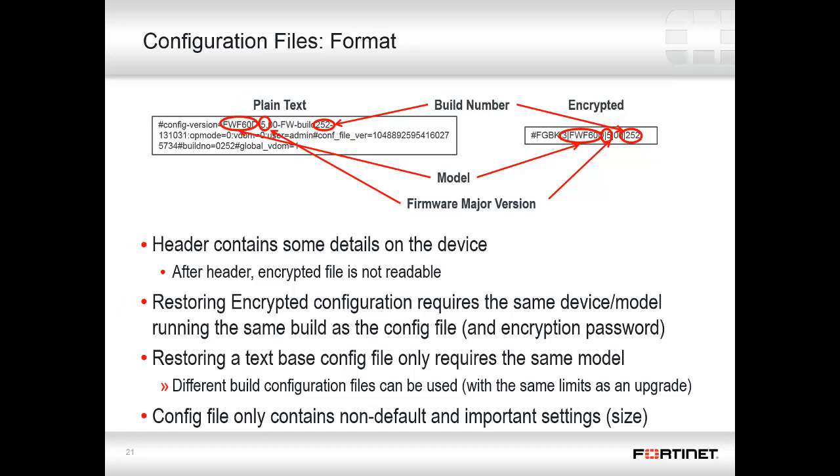When you use a non-encrypted config on a FortiGate that is the same model but a different firmware, it acts like an upgrade and tries to convert it, so it follows the same limitations as if you were upgrading the firmware. A configuration file only contains non-default settings as well as settings that would be vital in the event of a restore. This helps keep the size down, otherwise even a basic configuration for a low-end device would be a text file that was several megs in size.